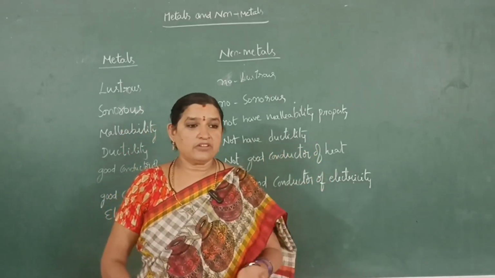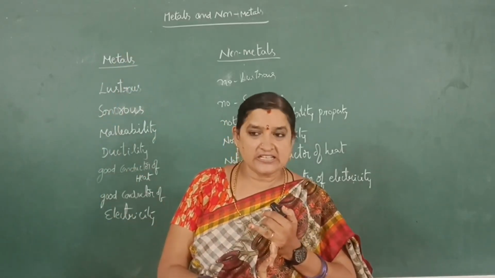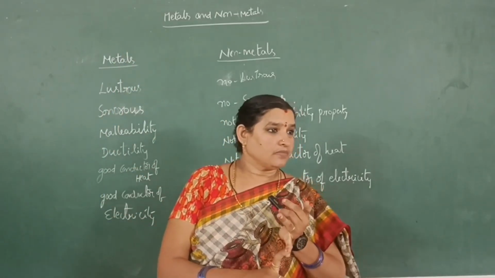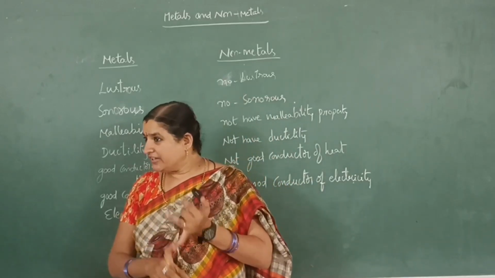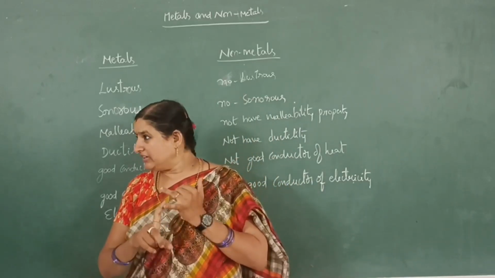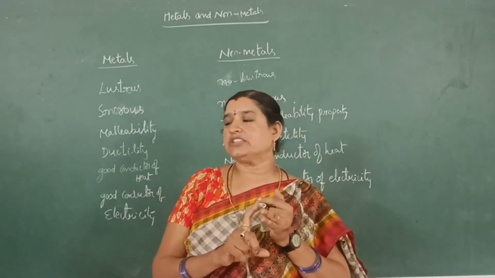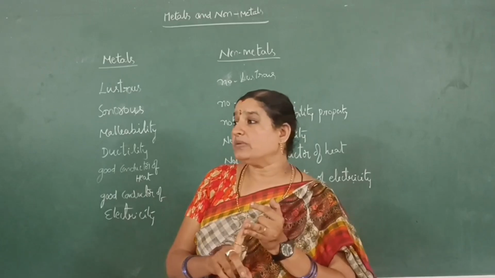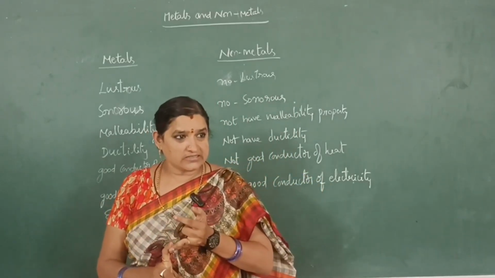If we observe the properties of metals, the first one is lustrous. It is shining. All metals look very shiny. So metals are shining, and that property is called lustrous. Next, metals are sonorous, which means they make sound. When you hammer a metal, it makes so much sound. So metals are sonorous.